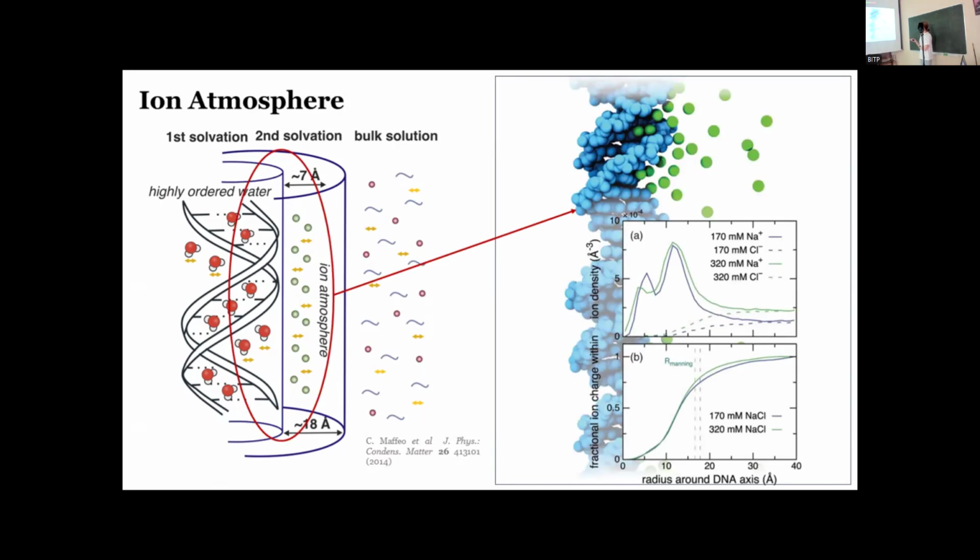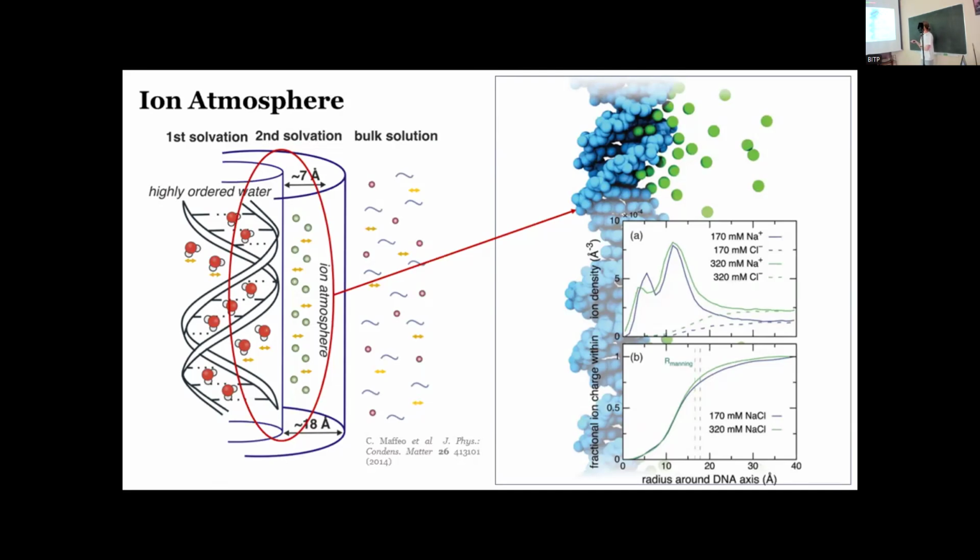The first graph shows the ion density as a function of the distance from the DNA axis. You can clearly see that the sodium ions, in this line, are predominantly found near the phosphate groups of the DNA and can also be seen in the inner region of the double helix. While the chloride ions are depleted near the DNA surface and reach their bulk concentration at larger distances.